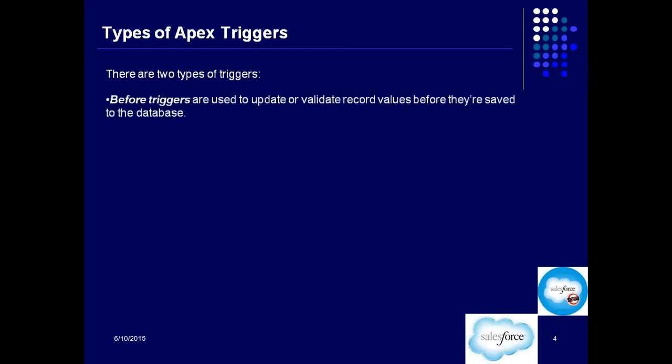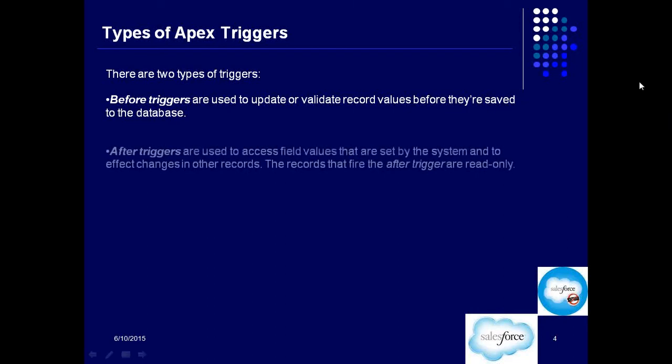One is before triggers, and these before triggers are used to update or validate record values before they are saved to the database. All right. So what's a before trigger? Before trigger is something which is used for validating or updating some part of the record before the actual database save happens. I mean, let's say when you're creating a record, before the record actually gets created, you just want to do a check on some values, that okay fine, if this field is correct or not, or this value has been provided or not. That is where you can use the before trigger.